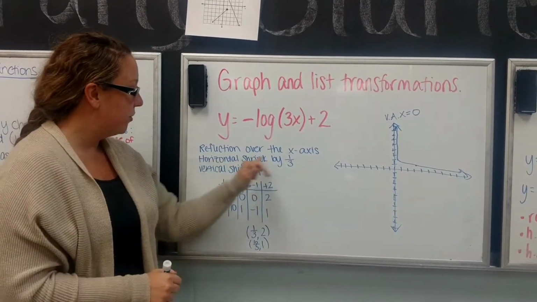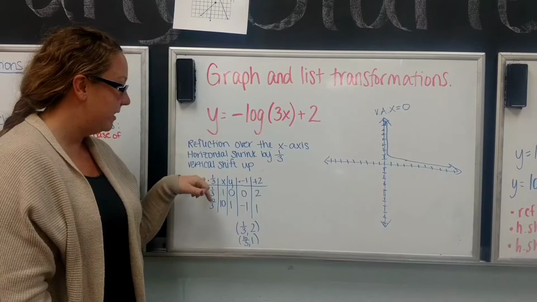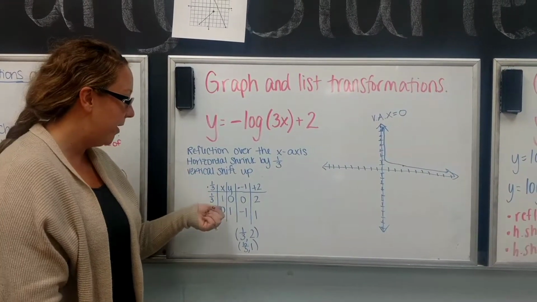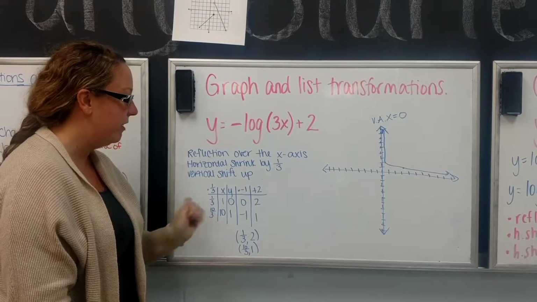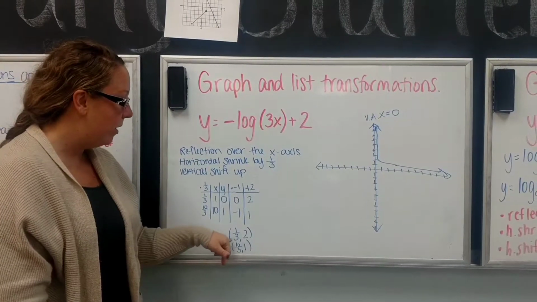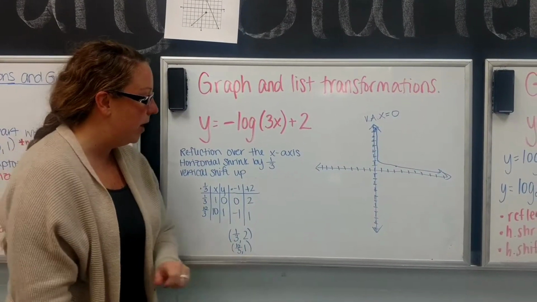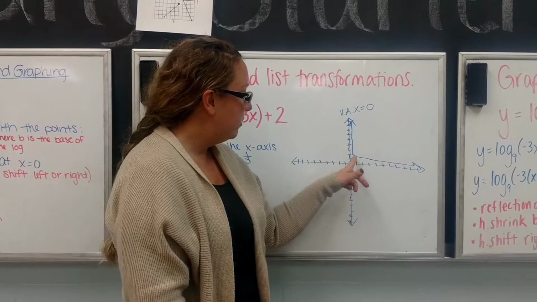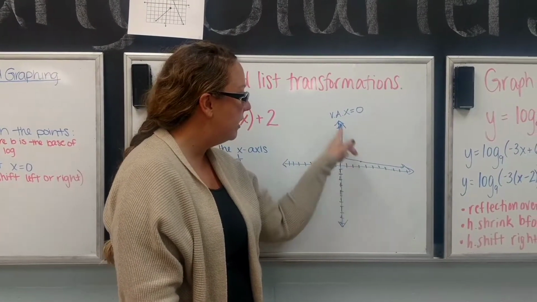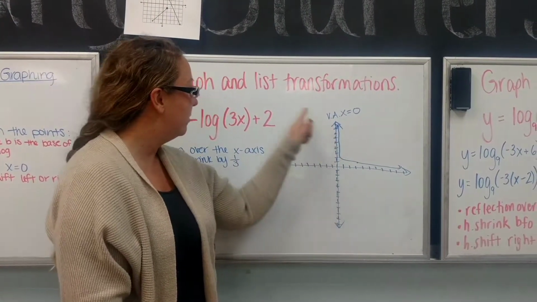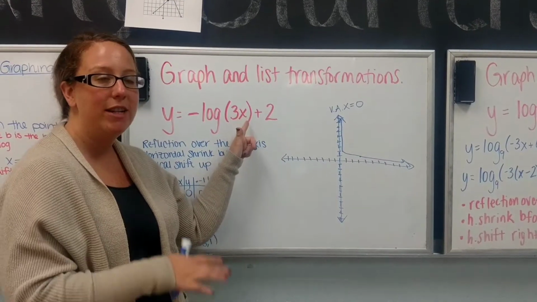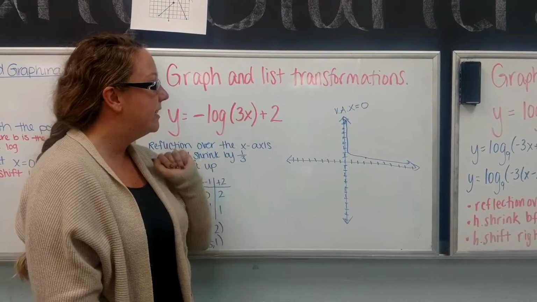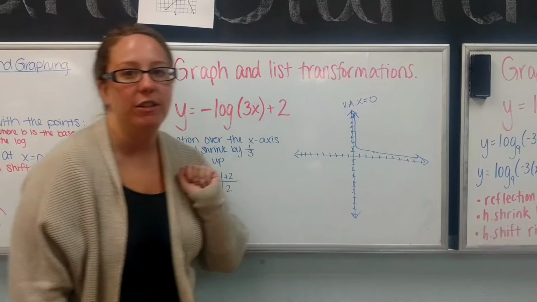Now I have a horizontal shrink by 1/3, so all my x's get multiplied by 1/3 or divided by 3, so I end up with 1/3 and 10/3. So the points I'm plotting are (1/3, 2) and (10/3, 1). My vertical asymptote is at x equals 0 because I had nothing added or subtracted, no horizontal shifts inside, and this is what my log function looks like.